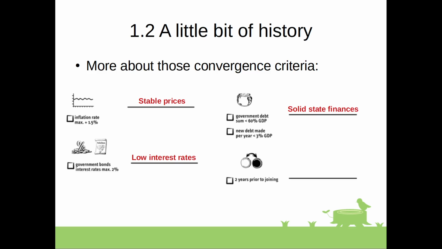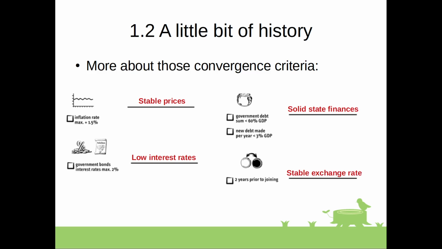Then, solid state finances. Their government should not be in debt too much. You have some numbers over there. Government debt should be lower than 60% of the GDP, and new debt made per year should be less than 3% of the GDP. Just know there are restrictions based on the country's GDP. Okay? If they borrow way more than they can handle, you should not accept them in the group. They should first sort out their budgets and then reapply.